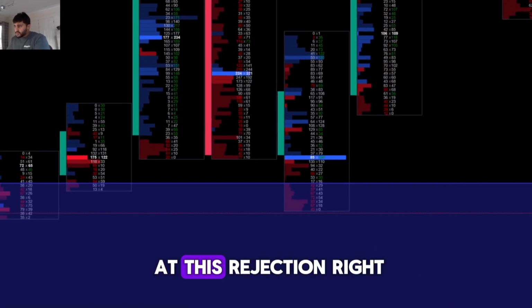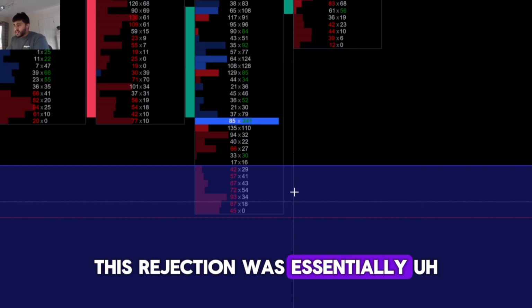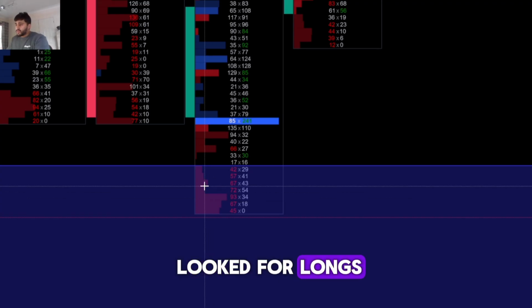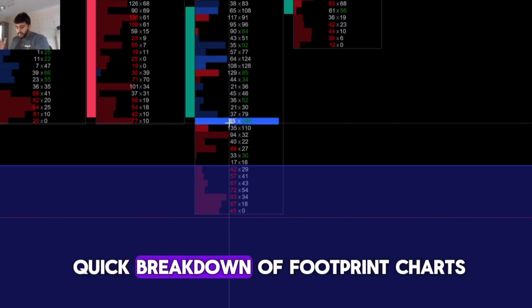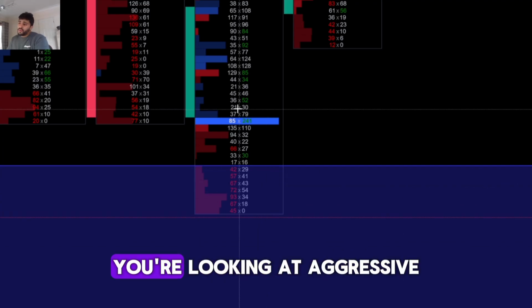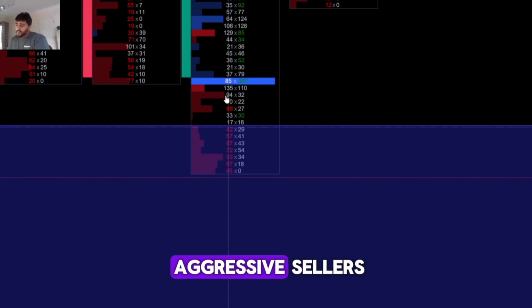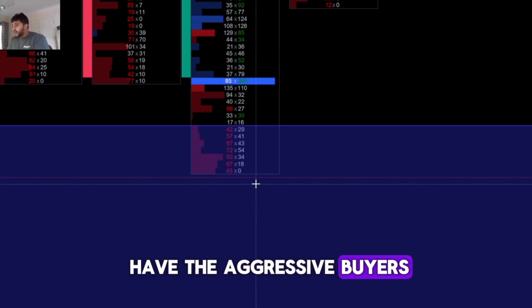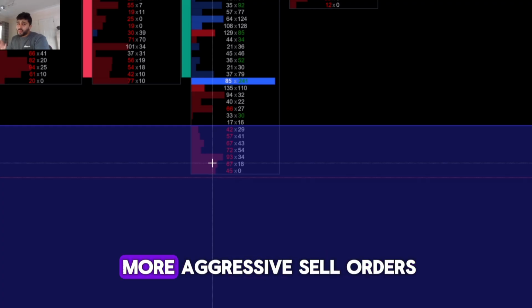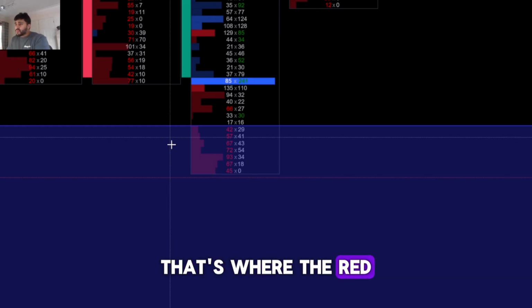Now, if we take a look at this rejection, this was essentially what I was looking for in terms of longs. This is why I looked for longs. A quick breakdown of footprint charts: once you come into your level, you're looking at aggressive sellers and aggressive buyers. On the left, we have the aggressive sellers. On the right, we have the aggressive buyers. When you see this red inside of the candle, that means there are more aggressive sell orders than aggressive buy orders. That's where the red actually comes from.